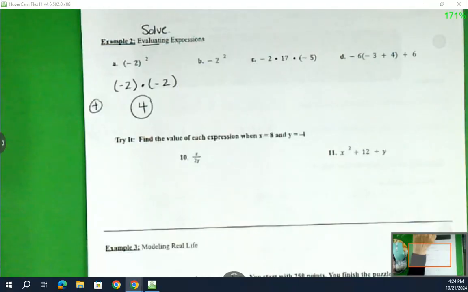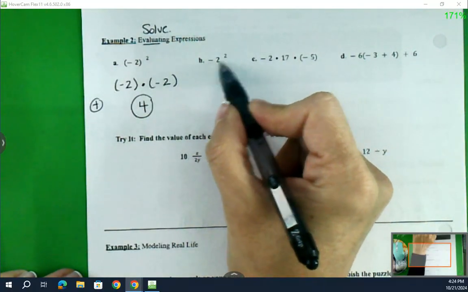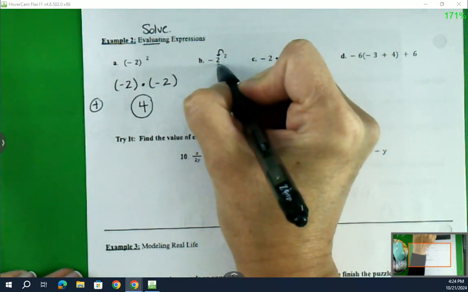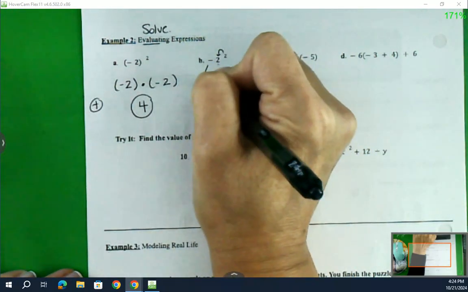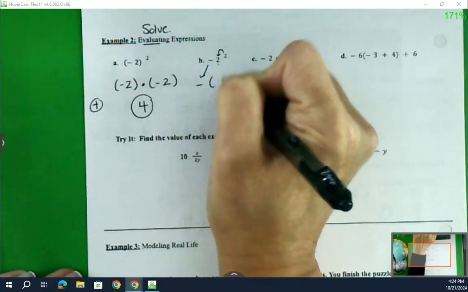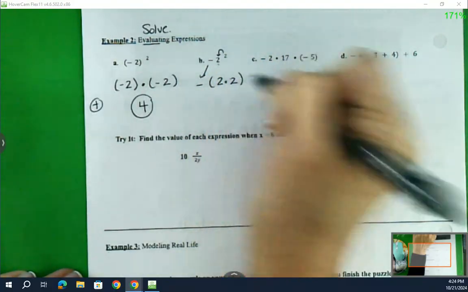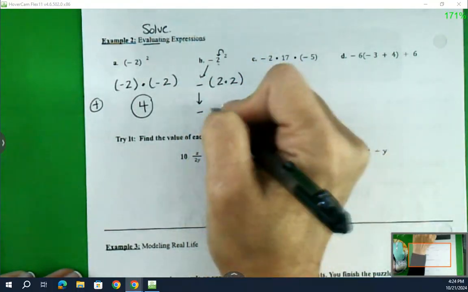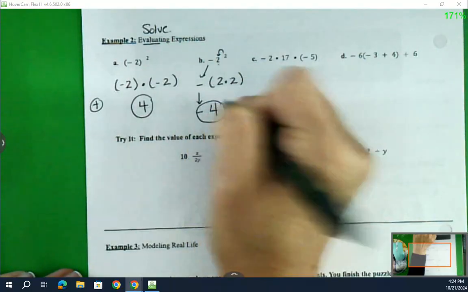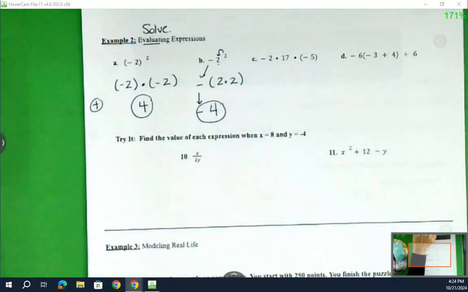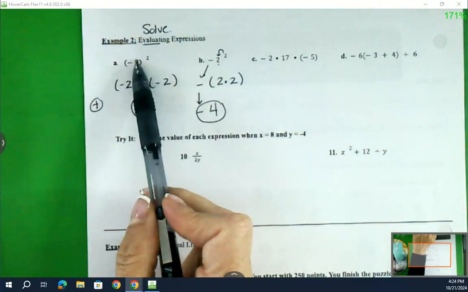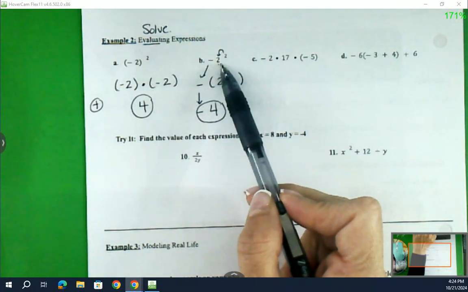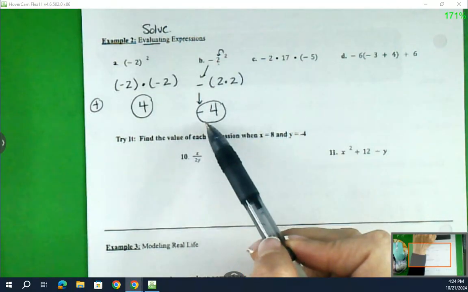In example B, this tells us the negative of 2 squared. That 2 exponent is really just relating to this 2. So we're going to bring our negative sign down, and then we're going to do 2 squared, which is 2 times 2. So again, we'll bring our negative down, and 2 times 2 is 4. So our answer is -4. In part A, we had -2 times itself in its entirety. Here we're saying the negative of the 2 squared, or the negative of 4, which is -4.